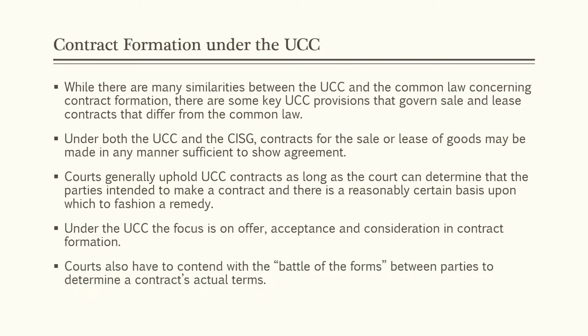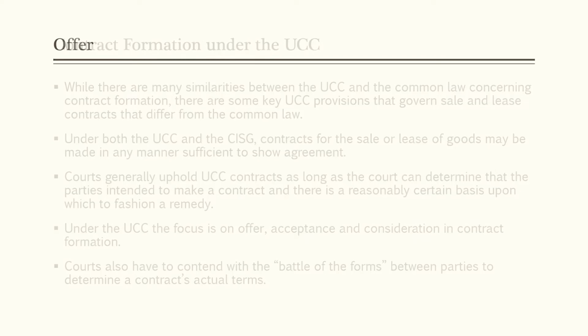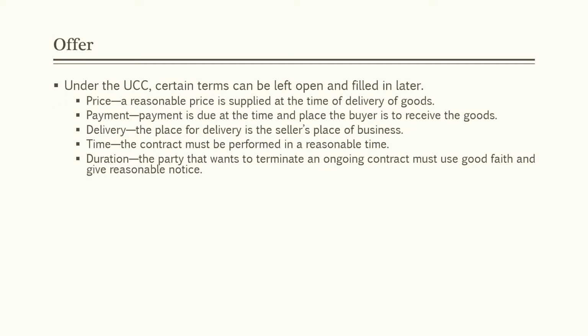Courts also have to contend with something called the battle of the forms between parties to determine a contract's actual terms. As we discussed in the previous slide, the UCC tends to focus on offer, acceptance, and consideration. So let's start with offer. Under the UCC, certain terms can be left open and filled in later. This doesn't happen under the common law because remember we have the mirror image rule. You have to accept the offer's terms as they're written. If there's not enough terms and terms are uncertain, then you have no effective offer.